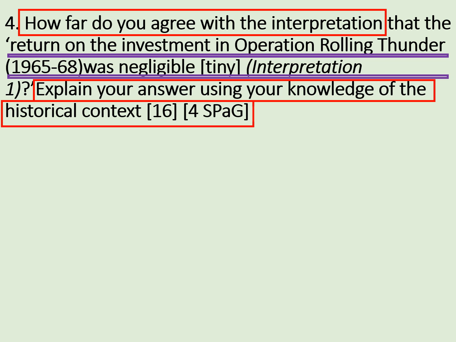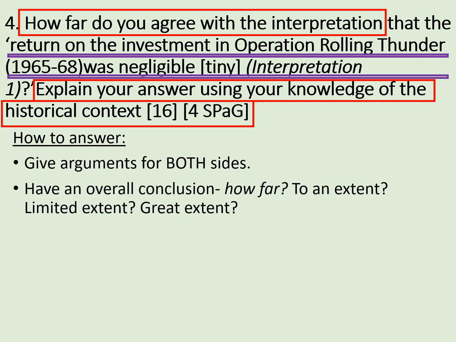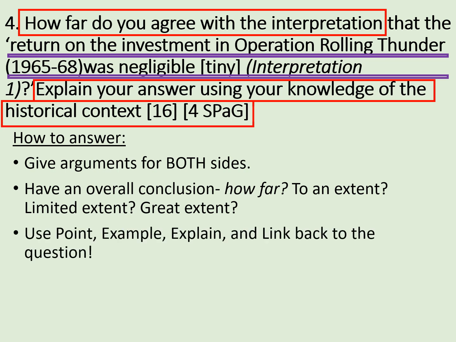Here's overall how you answer the question. You have to give arguments for both sides. So in what ways is this idea that Operation Rolling Thunder had very little impact well supported? And then in what ways is interpretation 2 well supported? You have to give an overall conclusion. Remember, how far? To an extent, limited extent, a great extent? What is it? And you could use the tried and tested technique of point, example, explain, and link back to the question.